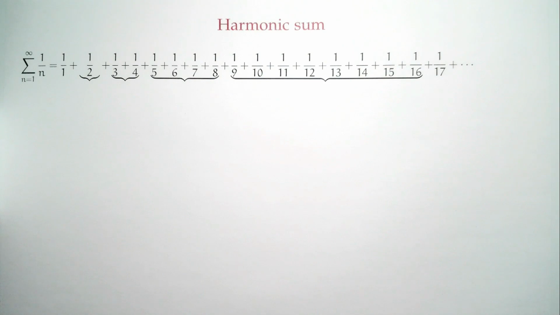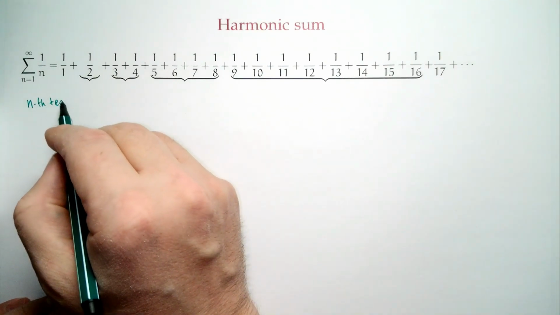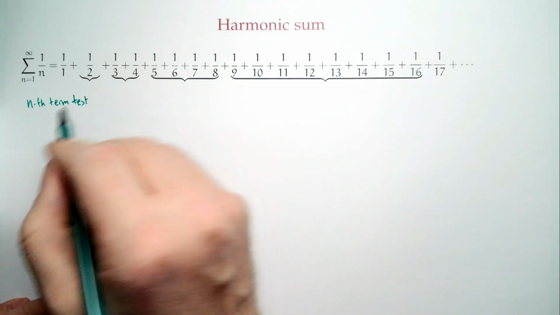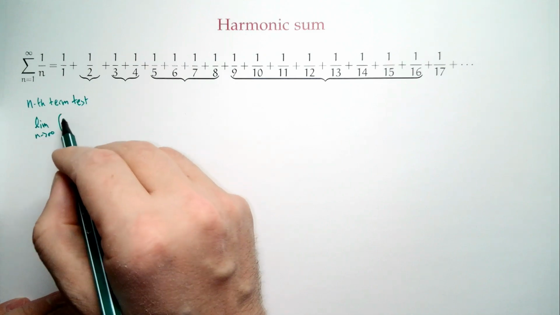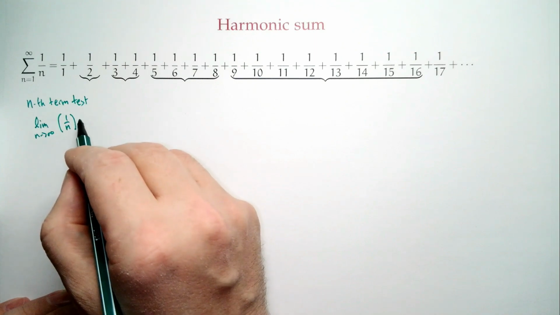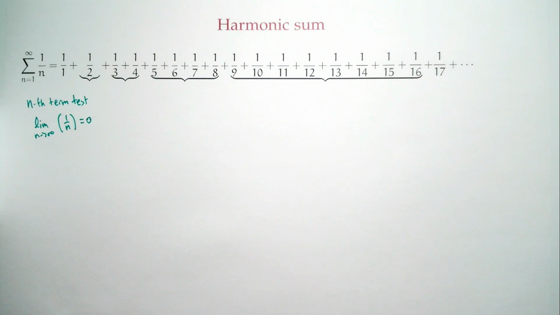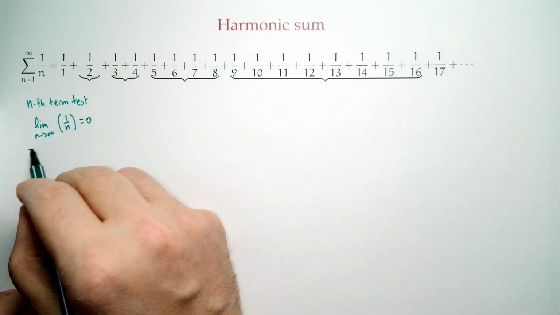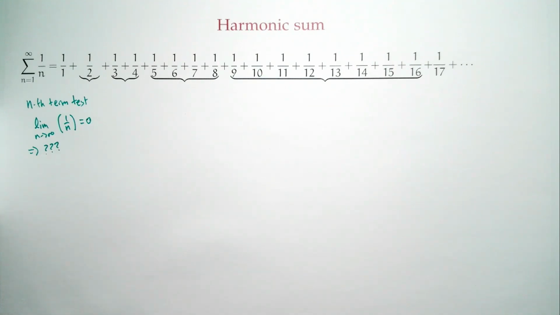Now, let's use our nth term test. What does that allow us to say? Well, we look at the limit as n goes to infinity of the nth term, which is 1 over n. Well, what does that do? It gets very small, so it equals 0. All right, conclusion? Well, that implies we don't know. So at this point we can't make a conclusion just from the nth term test.